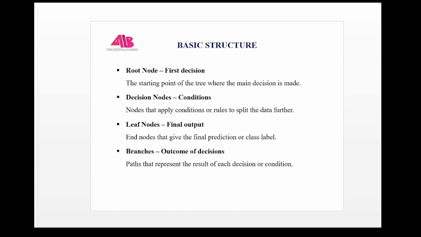At the end, we have leaf nodes. Leaf nodes don't ask any more questions. They simply give the final output or prediction. The lines that connect everything are called branches. Each branch represents the result of a decision. Basically, it shows which path the model is taking.